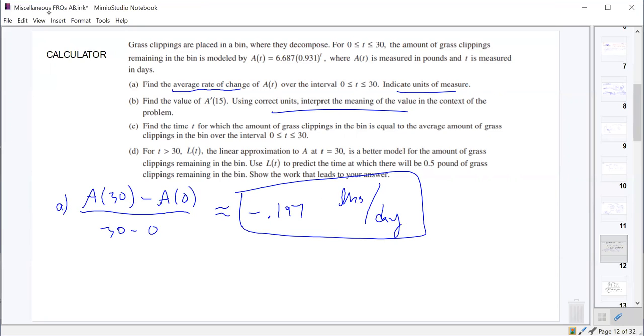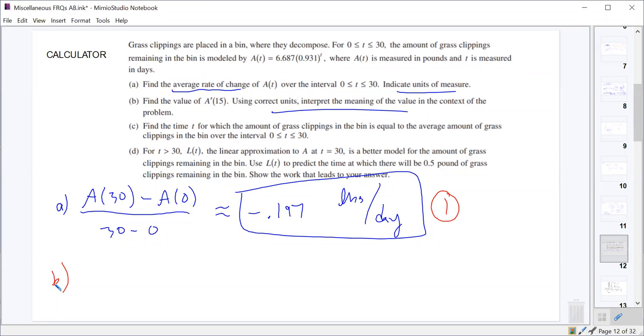That was worth 1 point for answer with units. Answer without units, 0 points. Units without answer, 0 points. Answer with units, 1 point. Sometimes there's a point for just the units. So even if you don't know how to do it, put the right units if you know the right units.